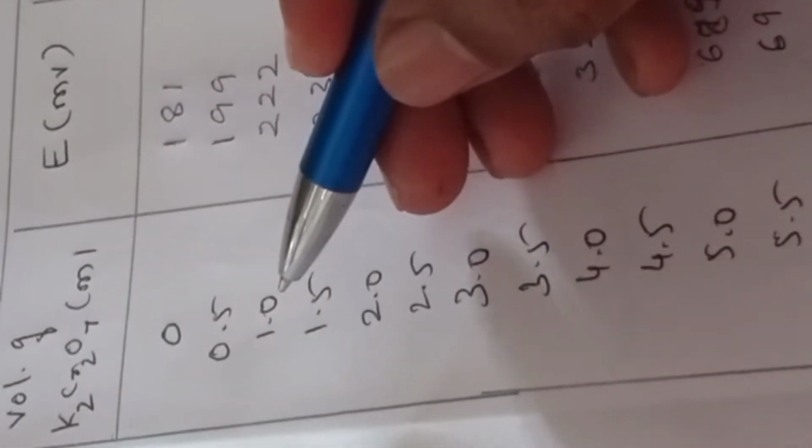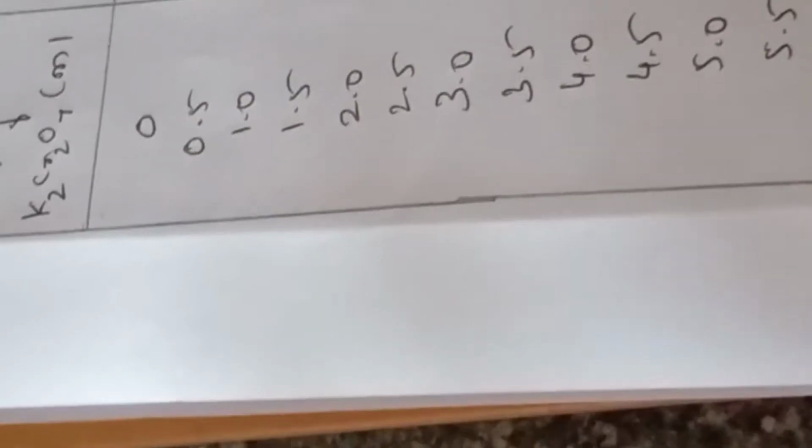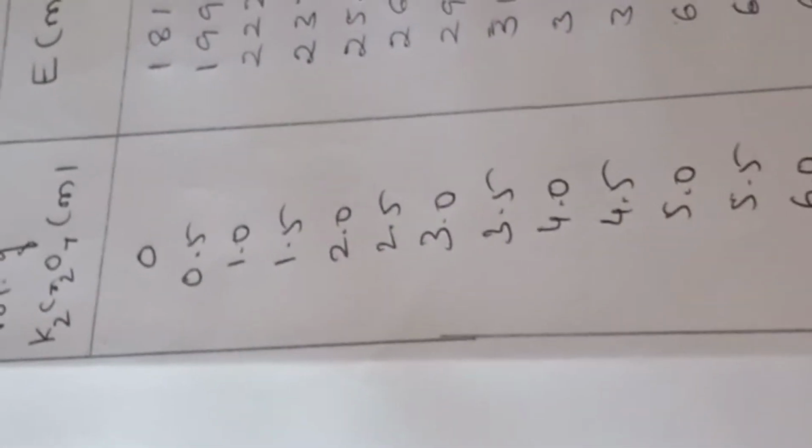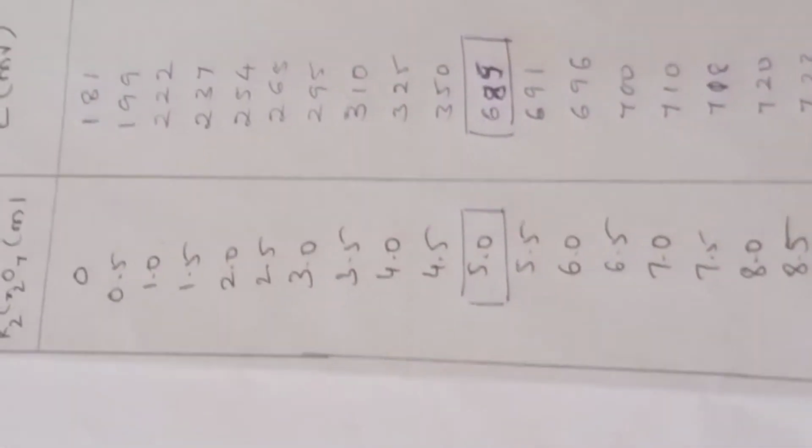And delta V is similar: subtract the previous value, so it becomes 0.5, and in a similar fashion 1 minus 0.5 is 0.5 every time. Since you are adding 0.5 ml increments of potassium dichromate, the difference will always be 0.5, and for delta E you get a different value according to the difference, obtained by subtracting the low value from the high value. After knowing delta E and delta V, at the end you have to find delta E by delta V. These are the final values obtained.